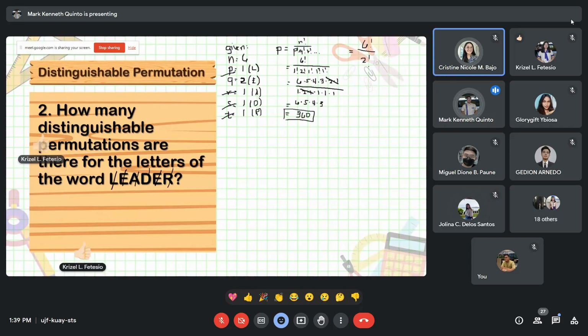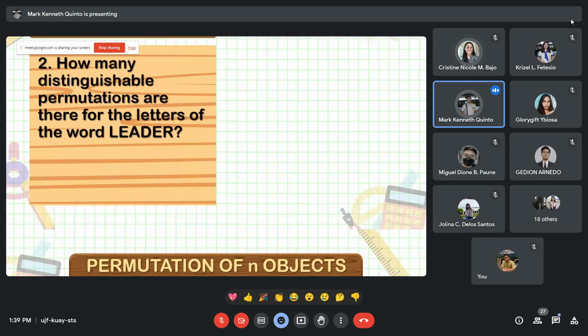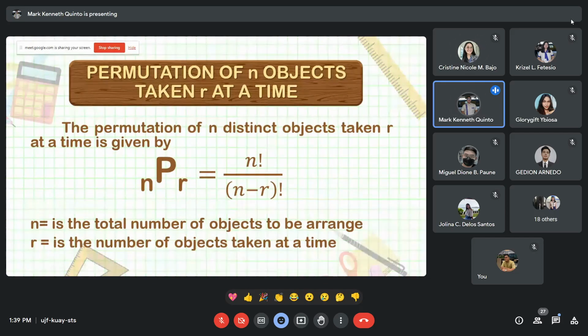Yes, sir. Okay. So, I think we are all set in distinguishable permutation. Let's proceed now with the permutation of n objects taken r at a time. The permutation of distinct objects taken r at a time is given by: kung kanina n yung sa linear permutation, this time may r na tayo. This is read as the permutation, letter P, of n objects taken r at a time, which is equal to n factorial all over n minus r factorial.